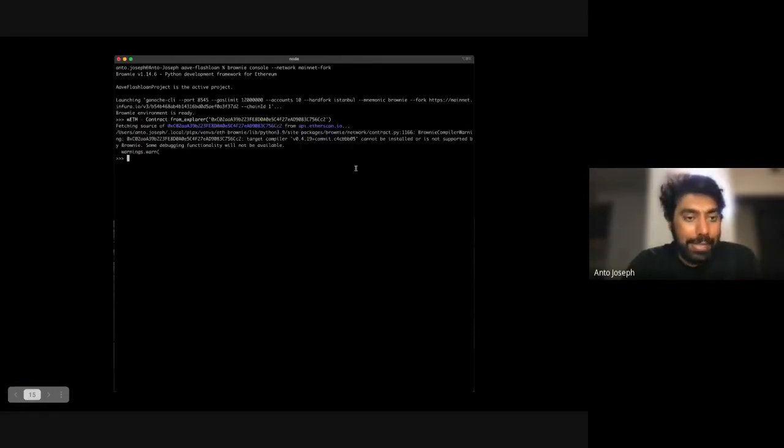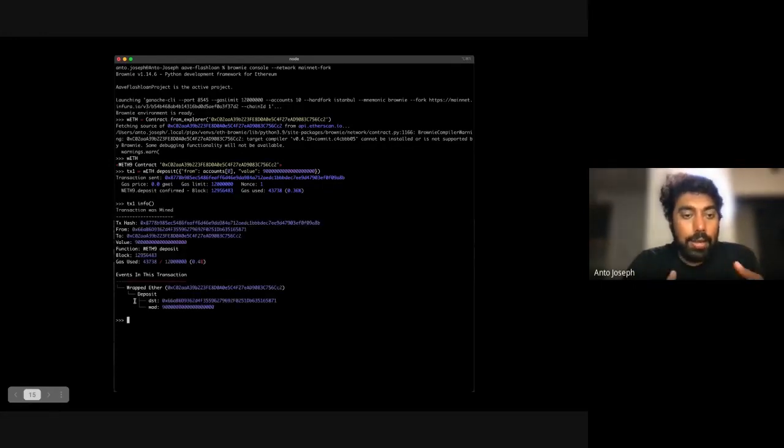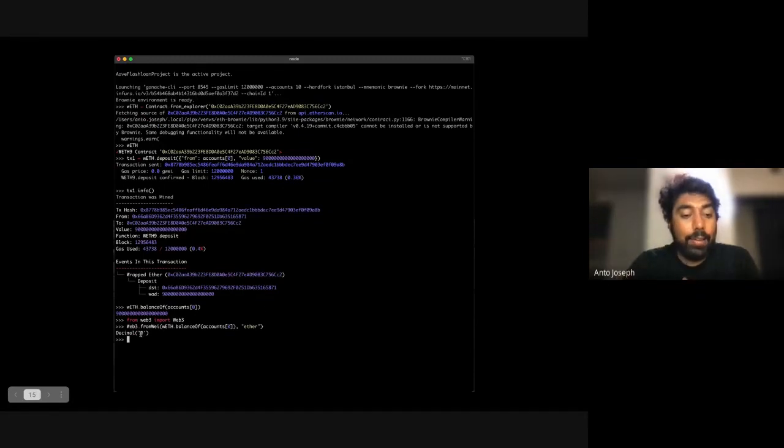You grab the wrapped ETH contract from the mainnet and get a reference to it. Then you deposit some ether so you can have some wrapped ether to do all your DeFi magic with. So that is essentially what happened here. As you can see, we have some balance, which is expected. Now, you can make it readable using the Web3 helpers. As you can see, we have one wrapped Ether.